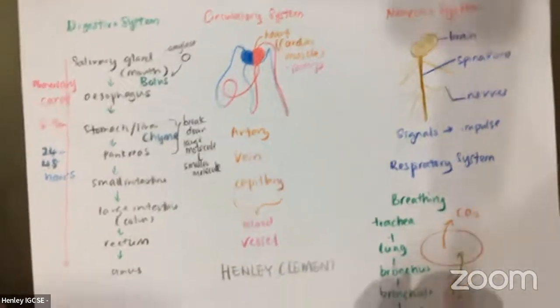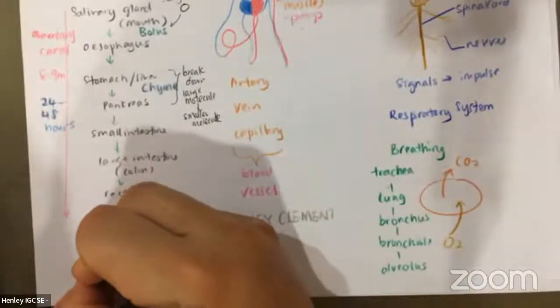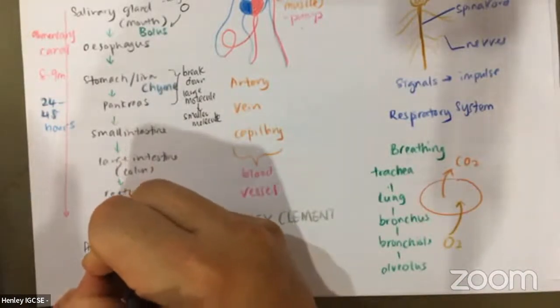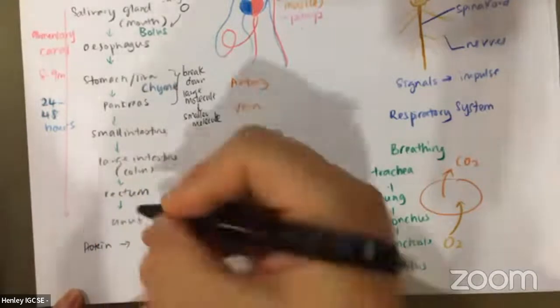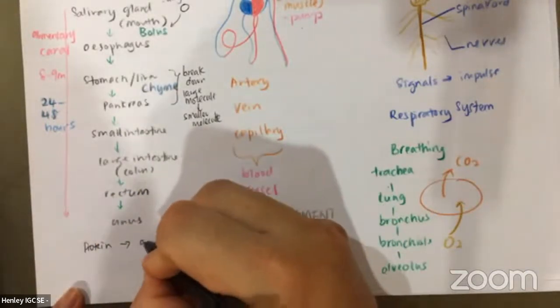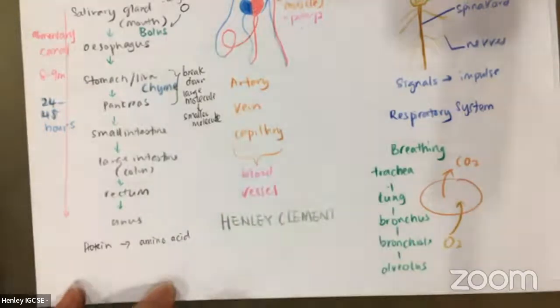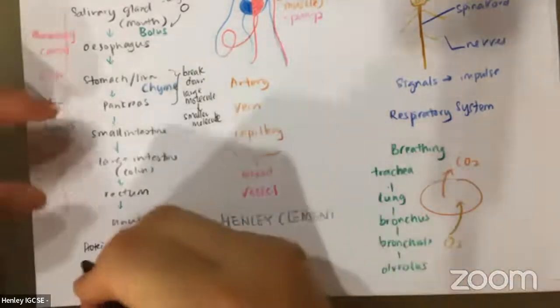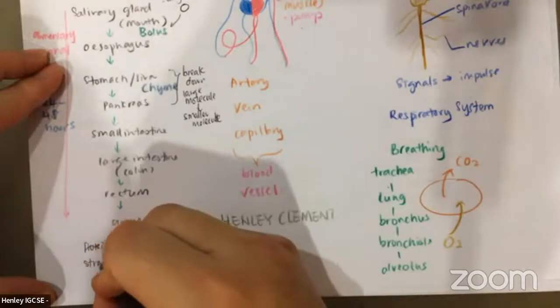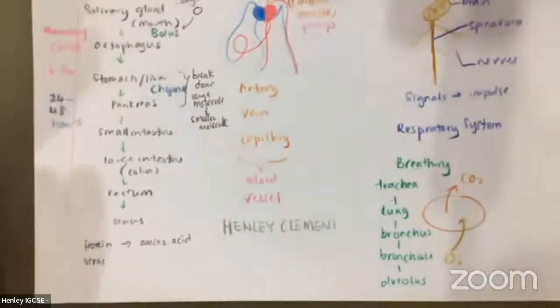Okay, for information, you may jot down here. The large molecule of the protein will become amino acid. This one you can learn and jot down. The next, the starch.